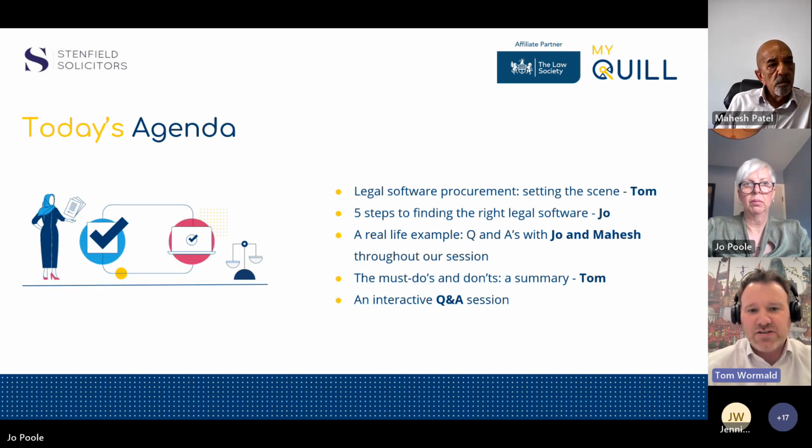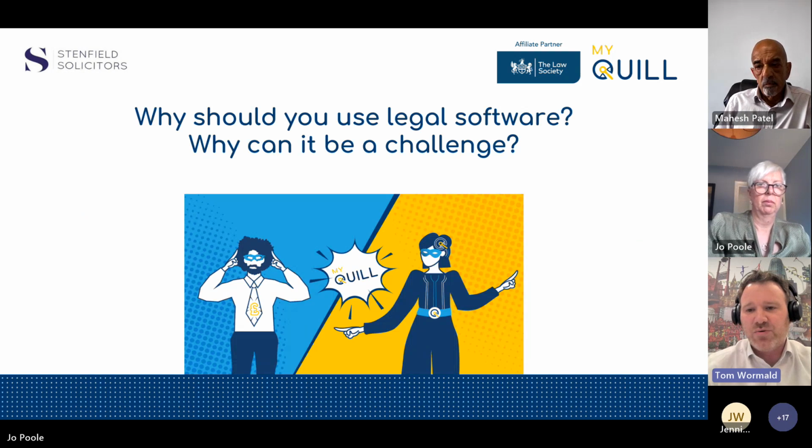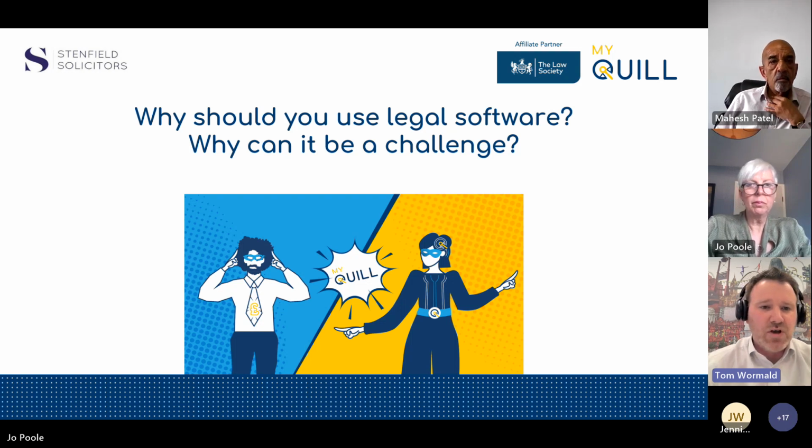So today's agenda, obviously I'll give a very brief overview and set the scene in terms of procurement of legal software, and then I'll hand over to Jo in terms of walking through the five key steps as Jo sees it, and Mahesh in terms of selecting and finding the right software, and with a Q&A session between Jo and Mahesh before we wrap up just before 1:45, hopefully.